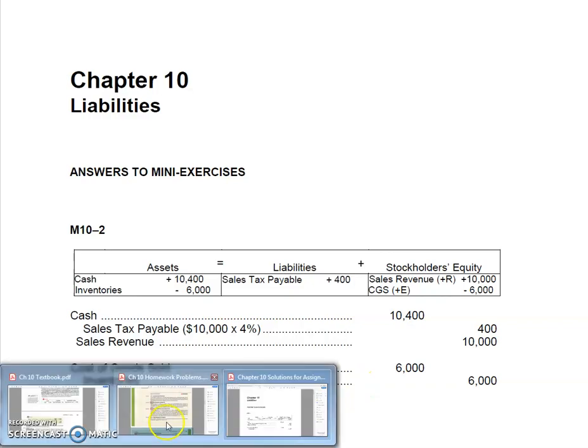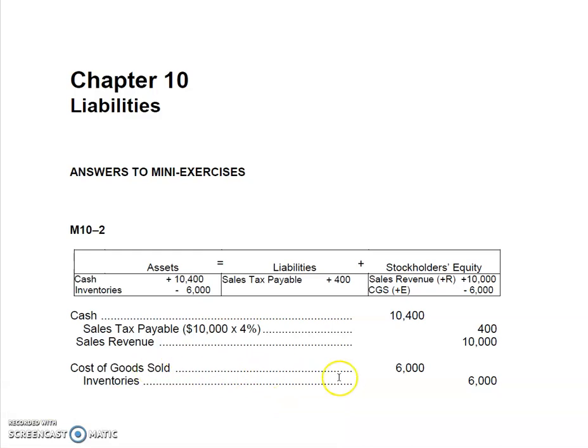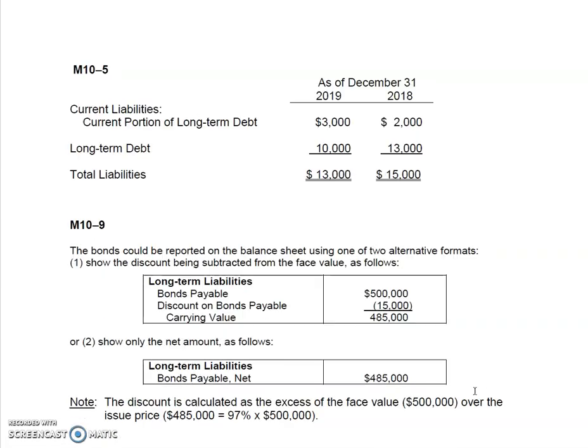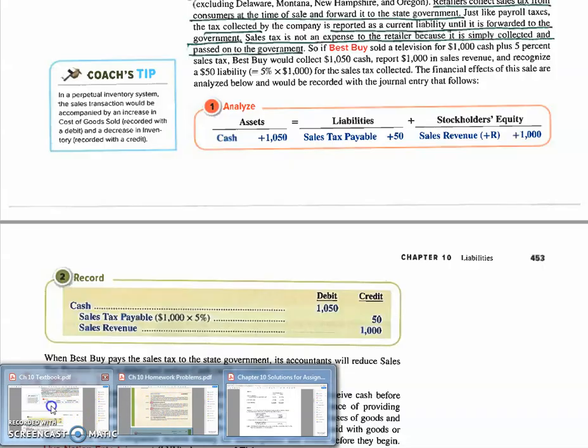Now we have to go back and deal with the cost of goods sold and reduction of inventory part of the transaction. So the clock had cost GCI $6,000. So they need to reduce inventory by $6,000 and record that as cost of goods sold. So debit cost of goods sold for $6,000, credit inventory for $6,000. Okay, I hope you understand that. Now, I think that one will be the next homework problem we go to.